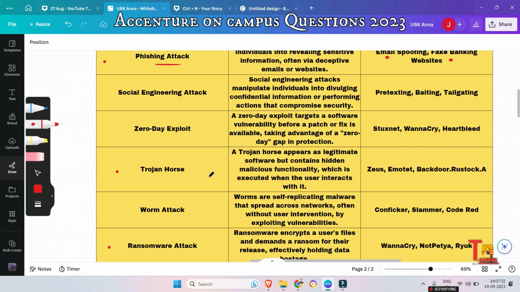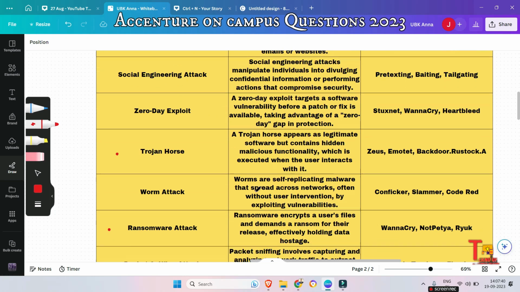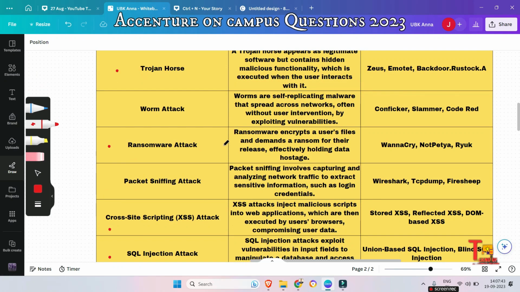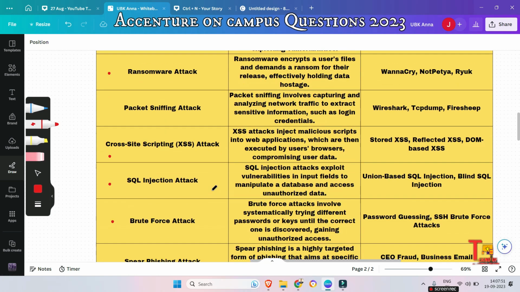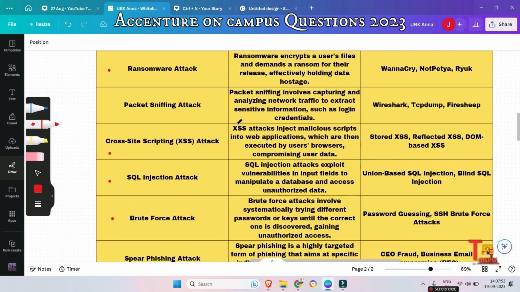And Trojan horse attack. This is not so often asked, but a little important. Where I didn't mark red, these are not important, but you can read, right? Now let's read about ransomware attack. Ransomware encrypts a user's files and demands a ransom for their release, effectively holding data hostage, right? And the cross-site scripting attack, that is XSS attack, injects malicious scripts into web applications, which are then executed by users' browsers, compromising user data, right?